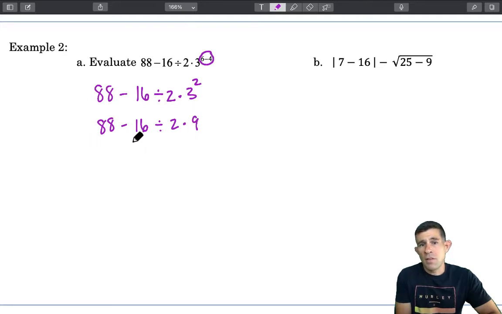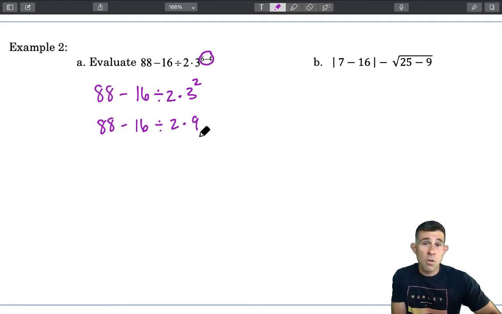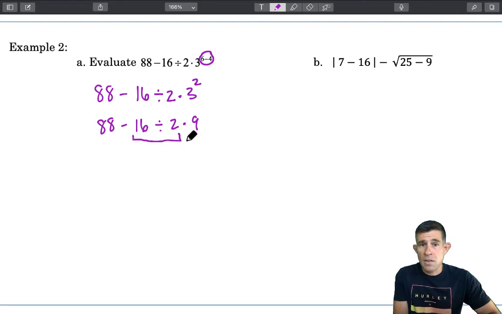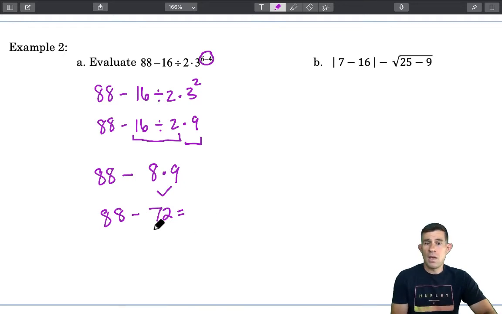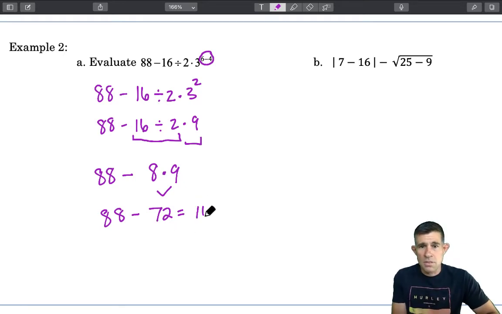And now as you look across, we have a subtraction sign, a division, and a multiplication. So multiplying and dividing come before my subtraction and addition. So I need to do my 16 divided by 2 and then times that by 9 because I'm moving from left to right. So this gives me 88 minus, 16 divided by 2 is 8. 8 times 9 is going to give me 72. So really I'm looking at 88 minus 72. And 88 minus 72 should result in 16.